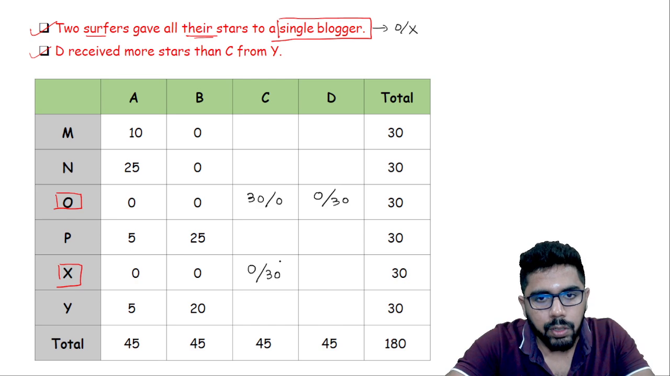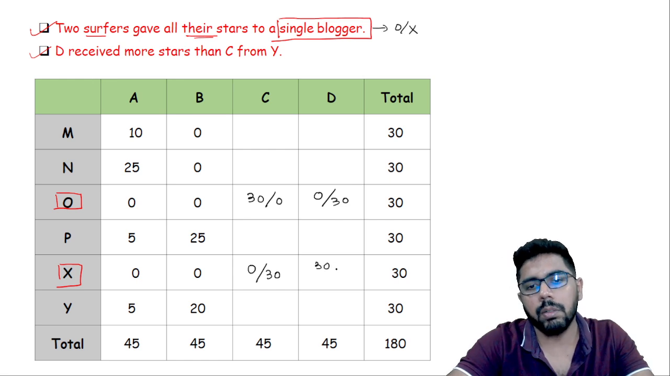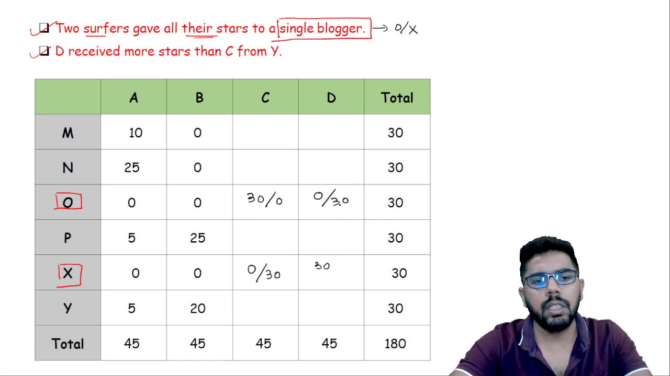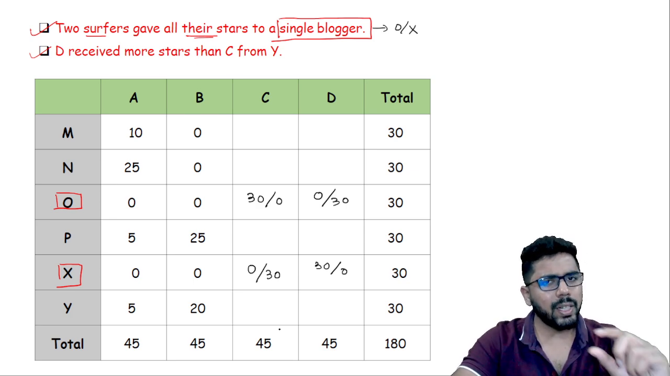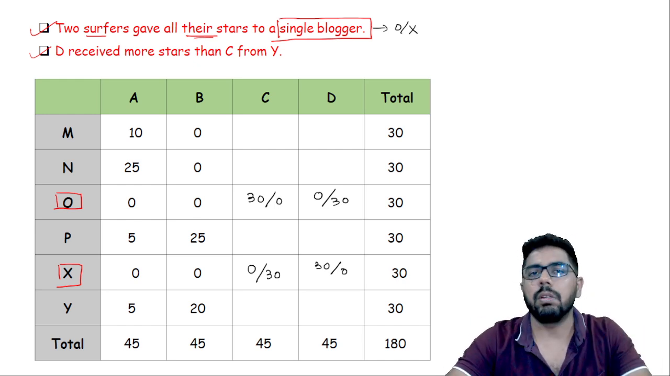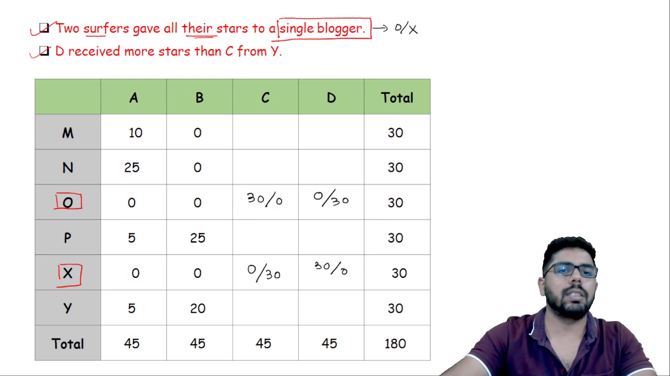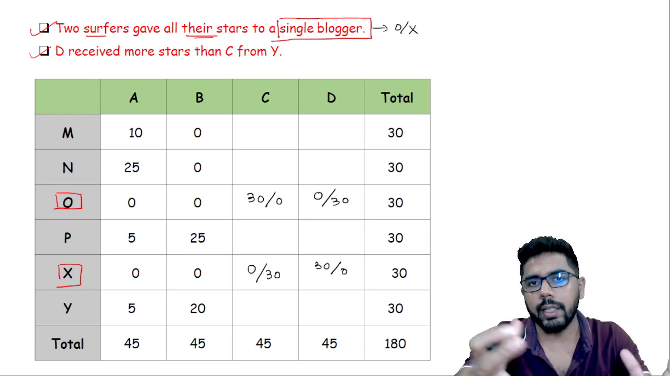Similarly, if D is getting 0 from O, that means D must be getting 30 from X. And if D is getting 30 from O, then 0 from X. This is how we can write this. So I picked two pieces of information, used them, and filled the table. We'll go stepwise like this. Let us go to the next information. I hope all of you are getting how we are trying to fill it up.